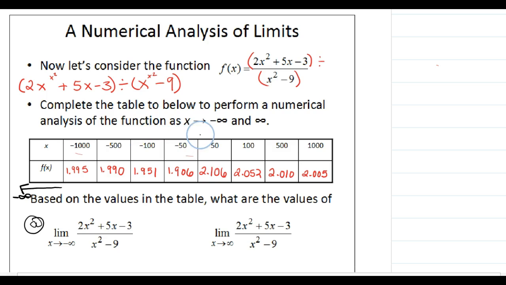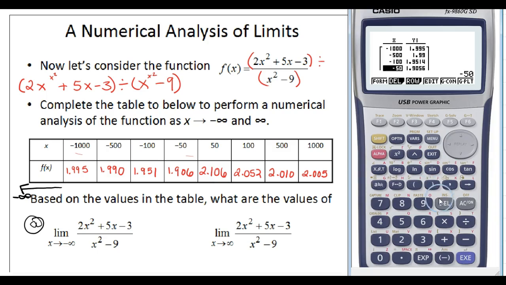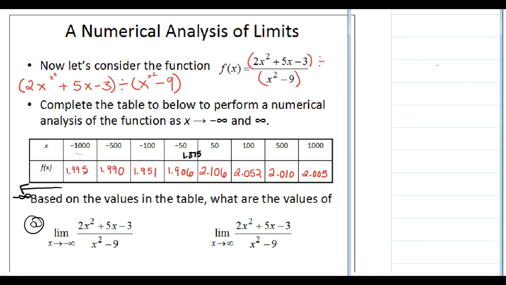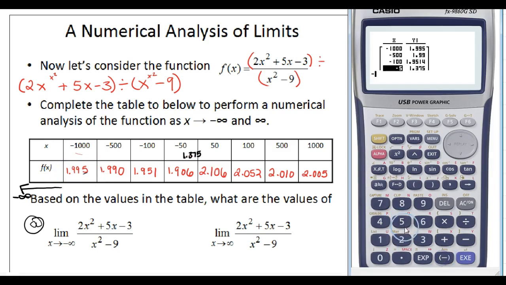If I were to have evaluated this for just, say, negative 5, I get 1.375. That's not quite so close. So I'd go 1.375, I'm going up to 1.906, 1.951, 1.990, and 1.995. I could try even more negative numbers, negative 5,000.